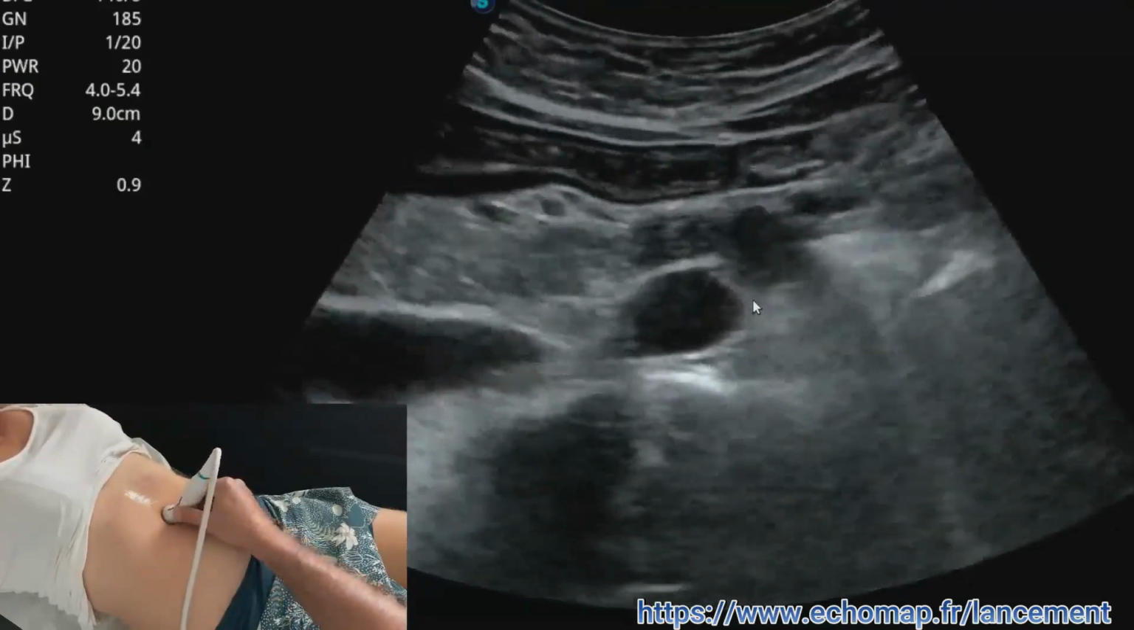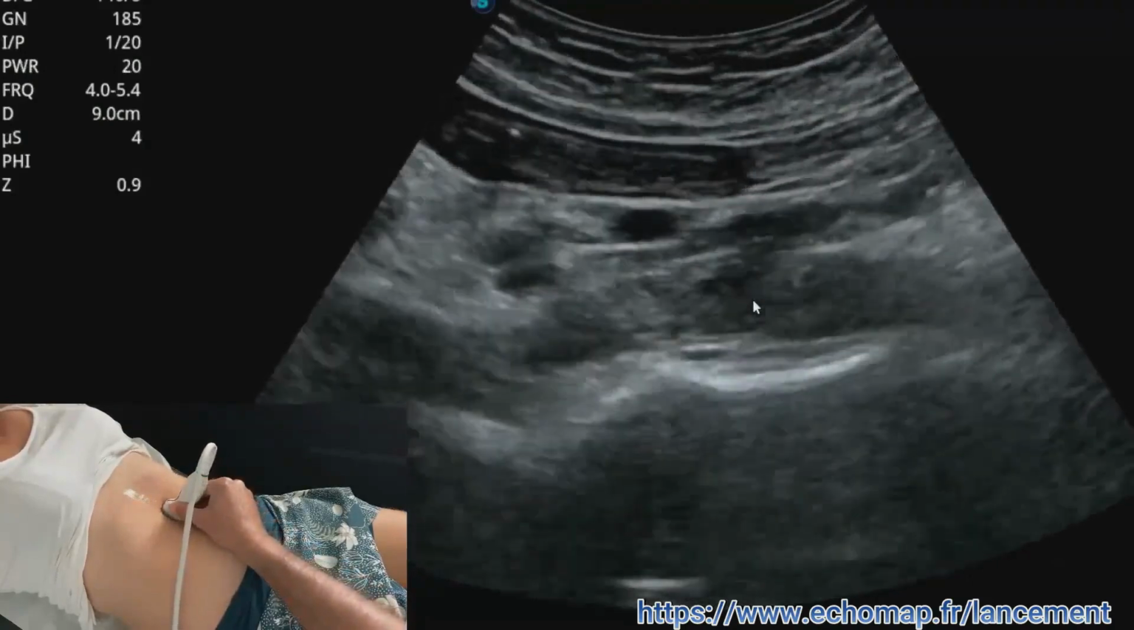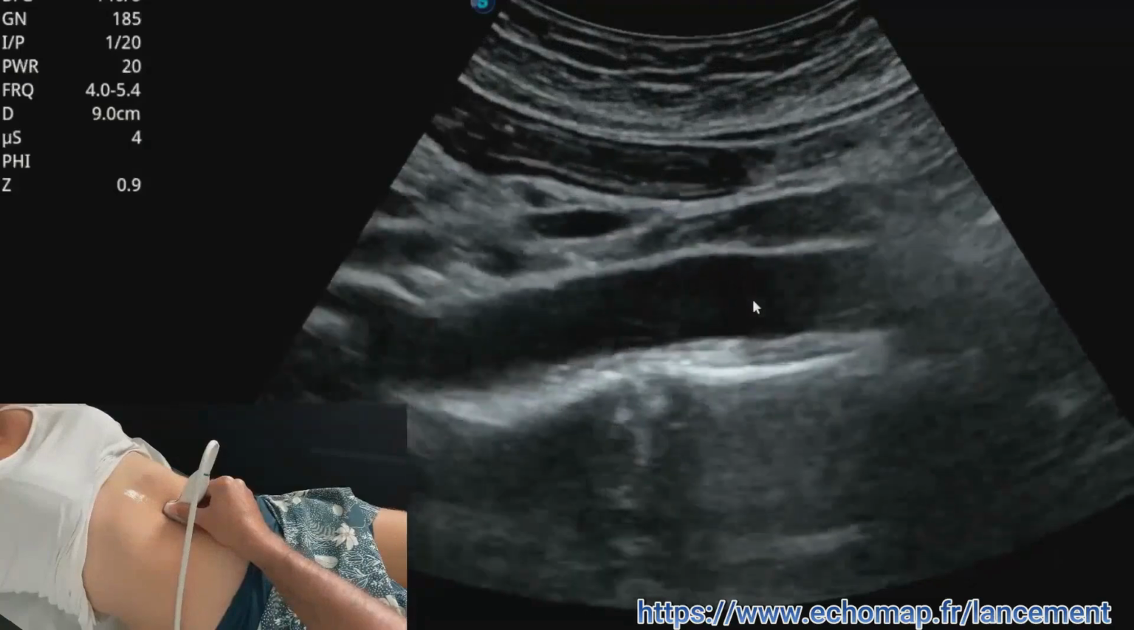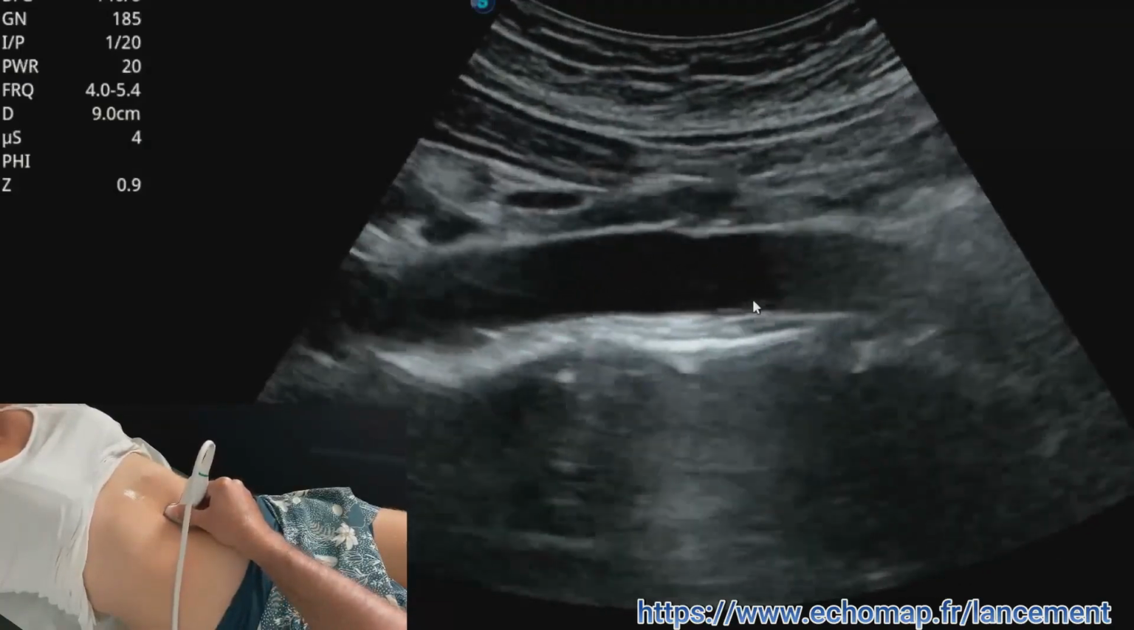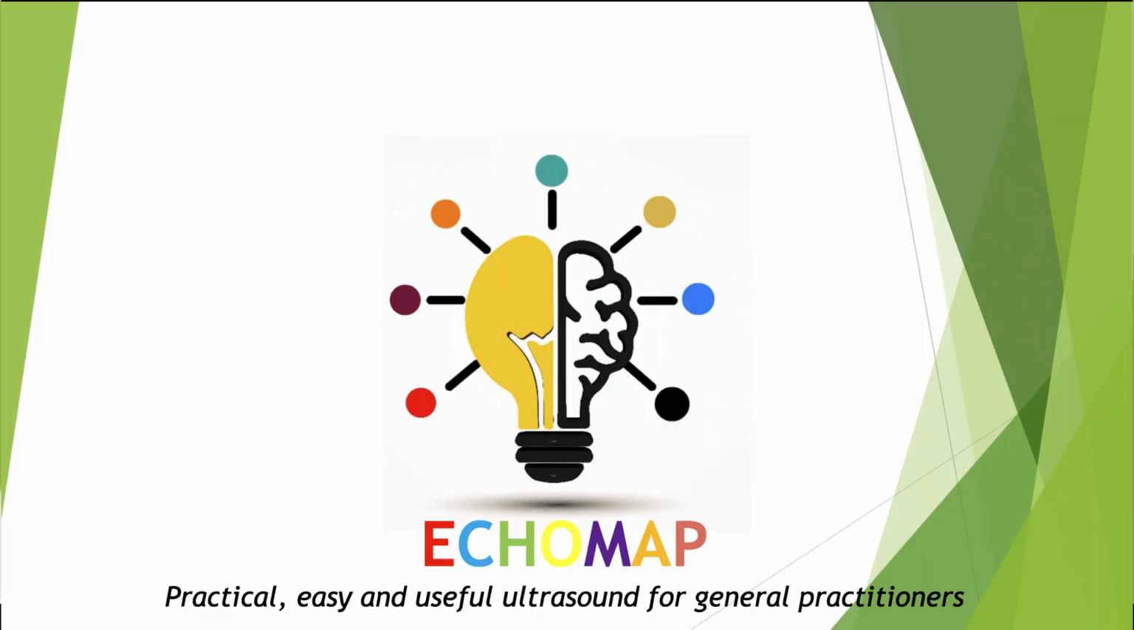If you're in doubt, don't forget that you can help yourself with the sagittal view. Sagittal works very, very well for the aorta. You can see that here, we even managed to put on the image that the caliber of our aorta is perfectly regular.